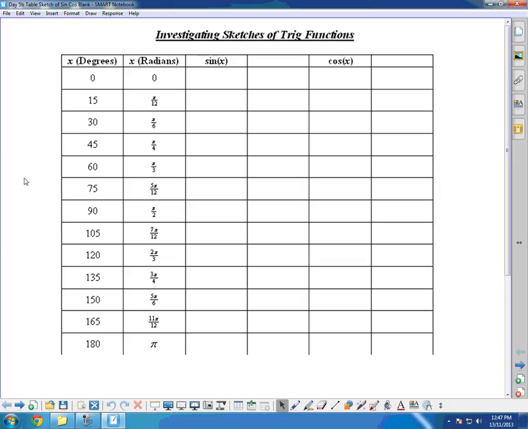So we're going to do this. You're just going to go to your calculator and type in the sine of 0 and find out the 0. The sine of 15, 0.259. Sine of 30, 0.5. Sine of 45, 0.707. And then continue on and do all the rest of them. Once you've got all the sine values and the cosine values, flip your sheet over and do the sketches.